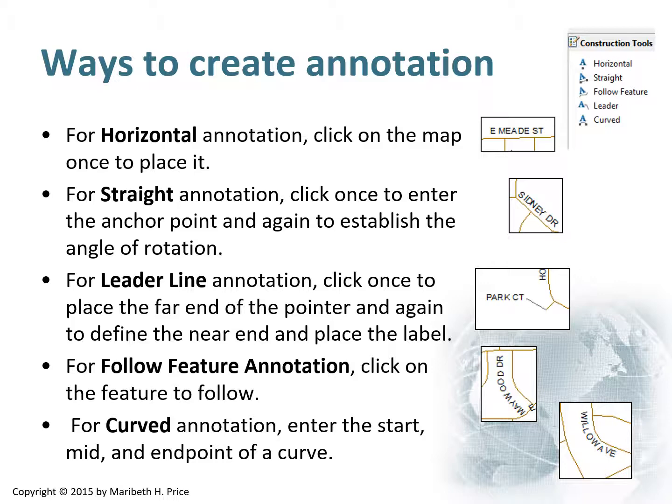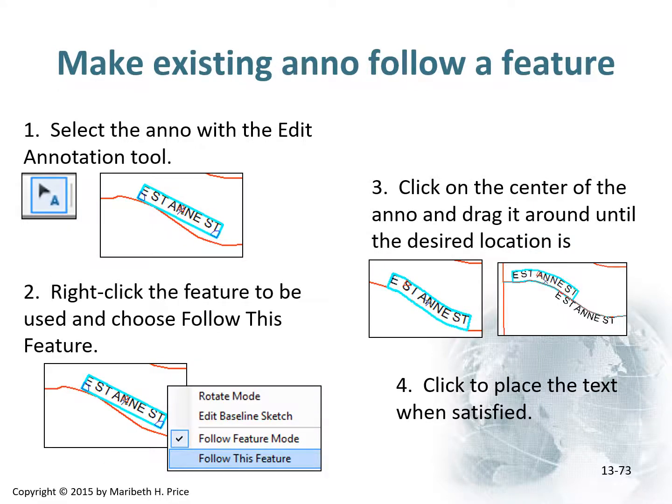So ways to create it: for horizontal, you can click on the map and place it. For straight, you can click on one of the anchor points, and again, to establish an angle. For a leader line, you can do that, and then you can tell it to follow the feature or to curve. If you have an existing one and you want to make it follow, simply select it with the annotation tool. Right-click on the feature that you want to follow, and then click the Follow This mode. Click on the center of the annotation and drag it until it's in the desired location, and then click to place the text when you're satisfied with it.